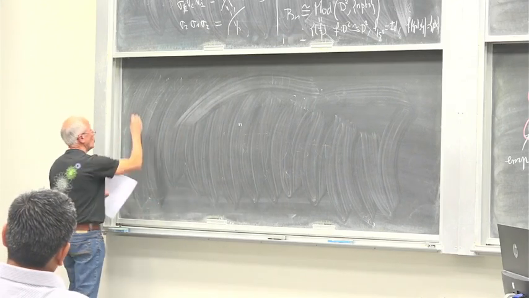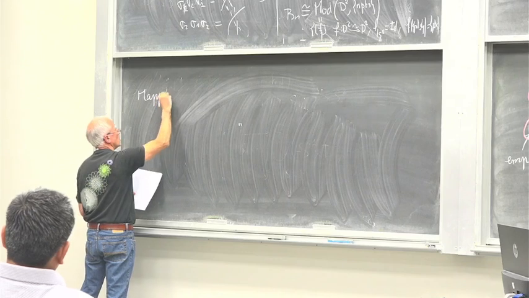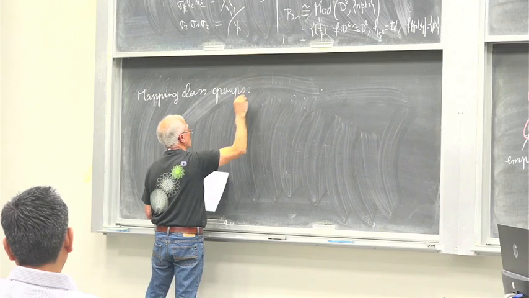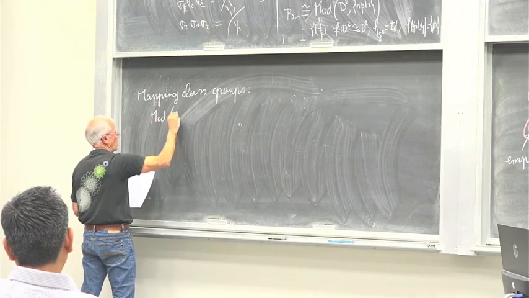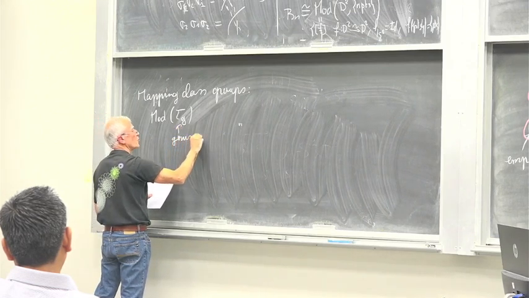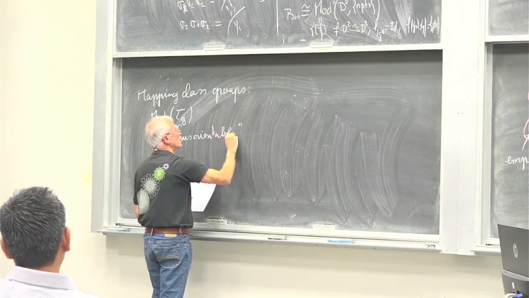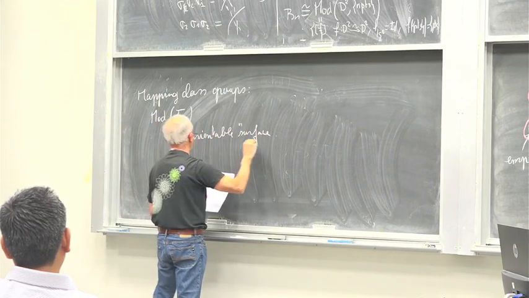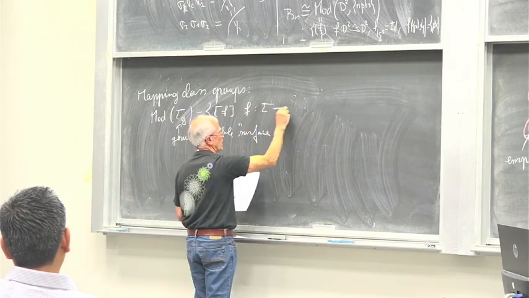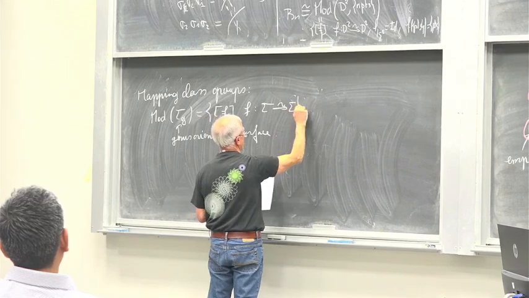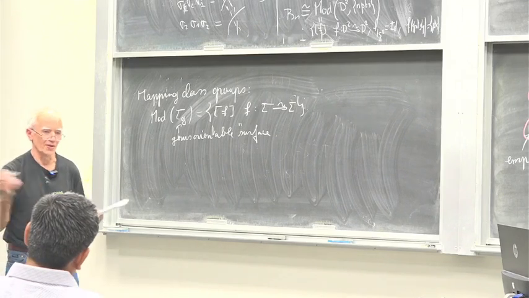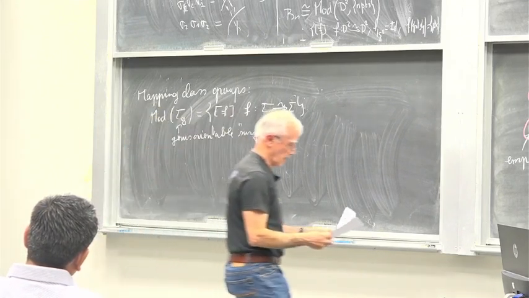Another group is the mapping class groups. Mod of sigma G will be the genus G orientable surface, and this is the class of F, identity on the boundary, up to isotopy. These groups are very important for many reasons.